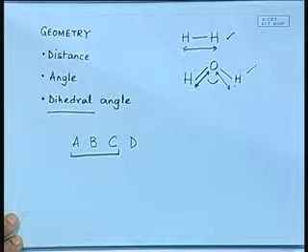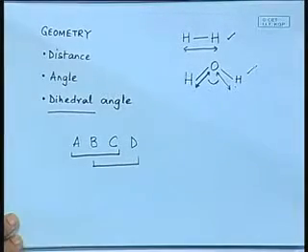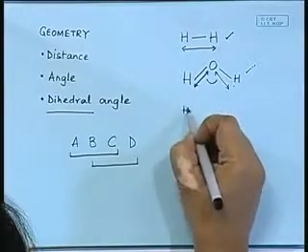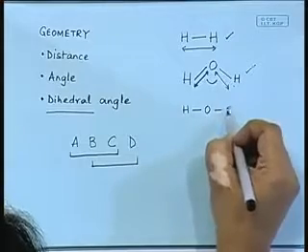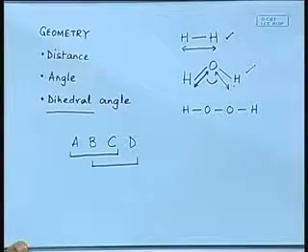I can define another plane using the atoms B, C, D. So now I have 2 planes. The angle between these two planes is your dihedral angle. We can have an example. Suppose let us take hydrogen peroxide. That is an example of ABCD.